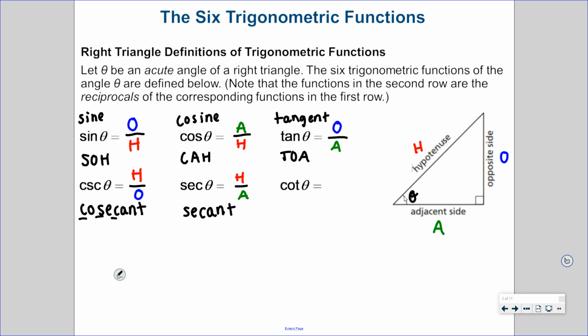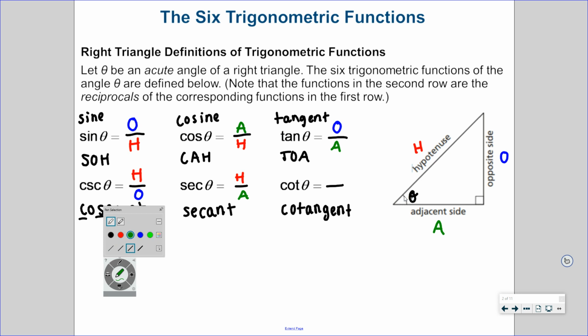All right. Cotangent. I'll give you this hint. It's tangent's reciprocal. Cotangent. Nice, good job. So this one's a ratio of the adjacent side to the opposite side. It's just all of them flipped over.